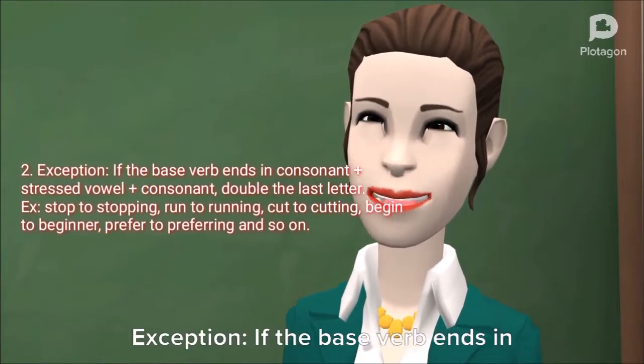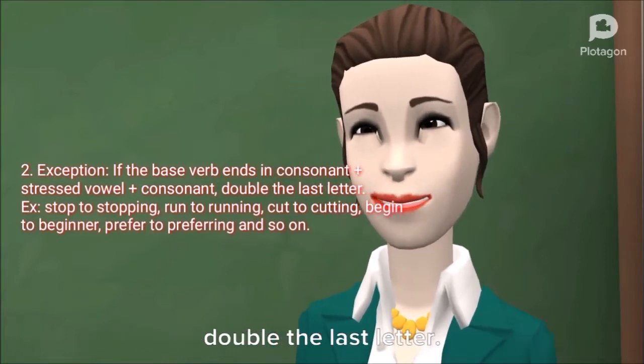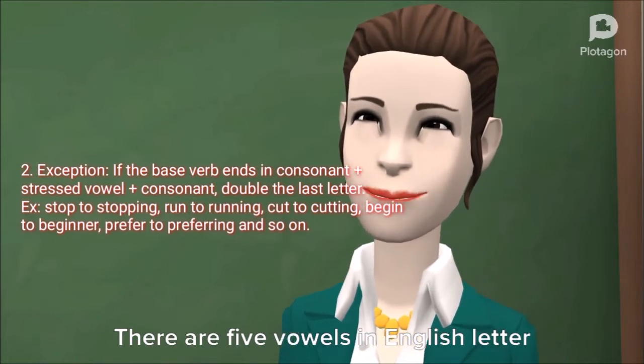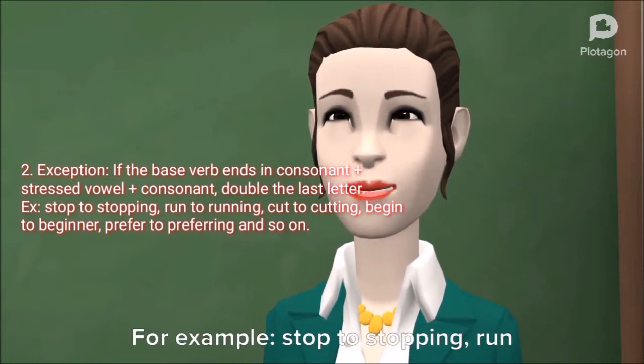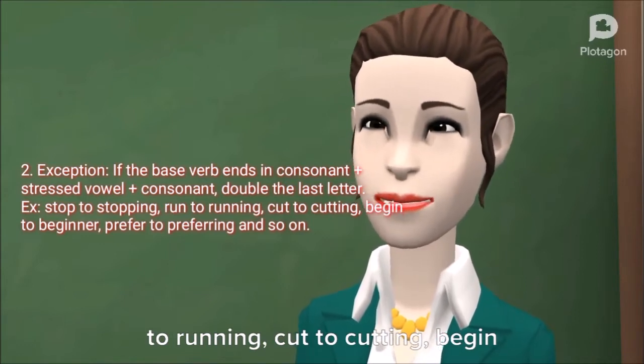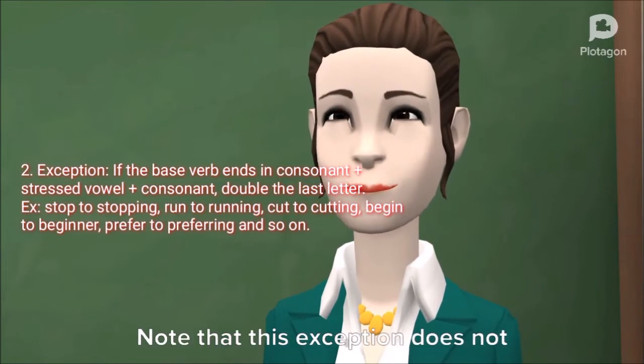2. Exception. If the base verb ends in consonant plus stressed vowel plus consonant, double the last letter. There are 5 vowels in English: letter A, E, I, O, U. For example, stop to stopping, run to running, cut to cutting, begin to beginner, prefer to preferring, and so on.